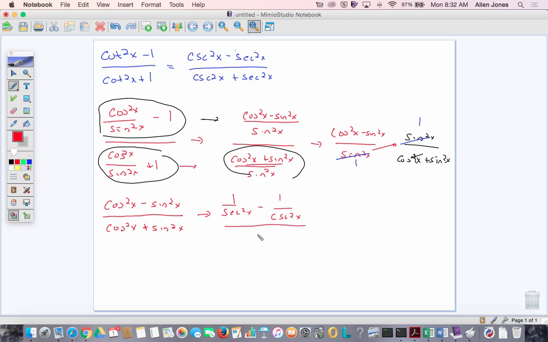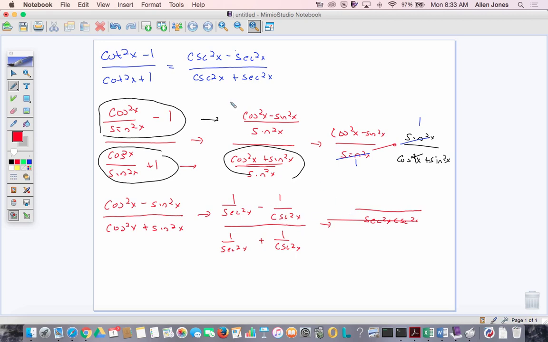And we'll repeat the process with our two terms down here. Cosine squared is 1 over secant squared plus sine squared is 1 over cosecant squared. So now you can see we have a similar situation to what we had back here. We have two separate fractions. We want to combine those into one so we can multiply by the reciprocal. So my common denominator now is secant squared times cosecant squared.